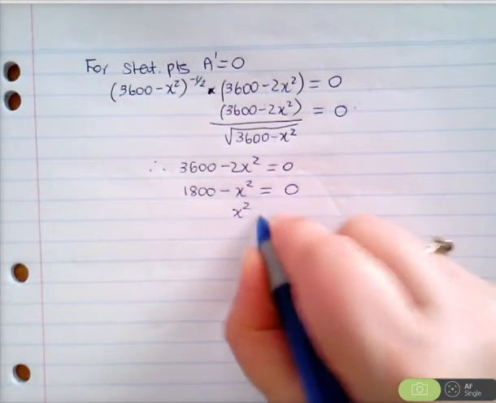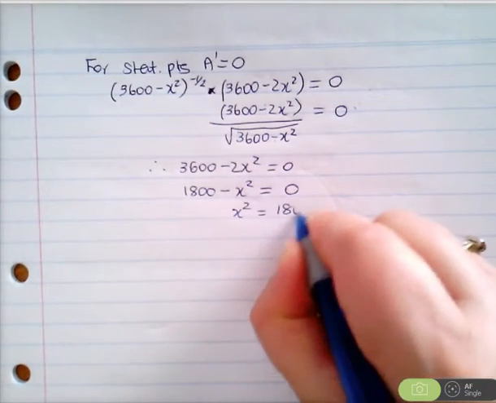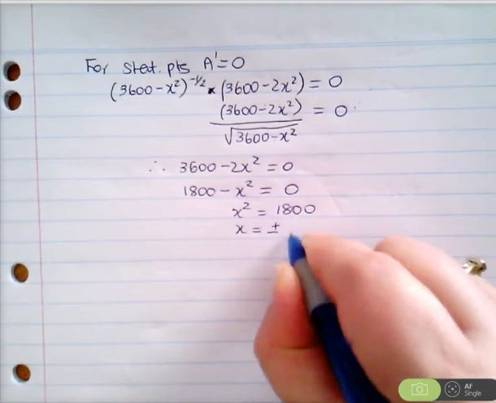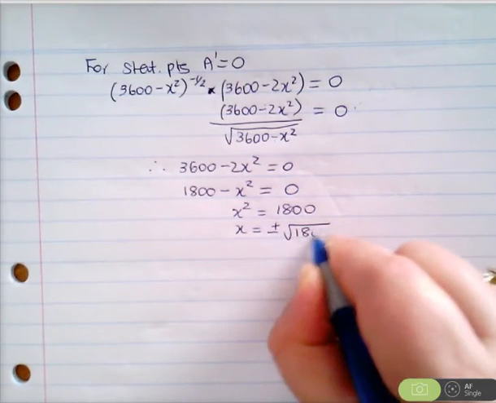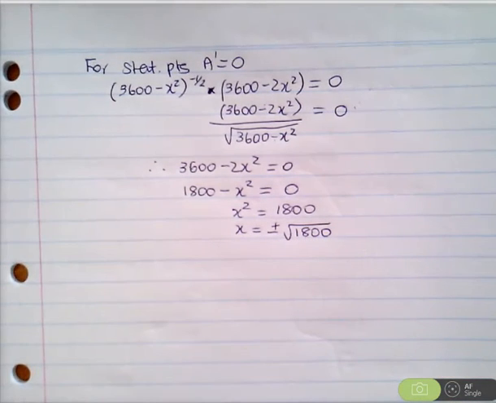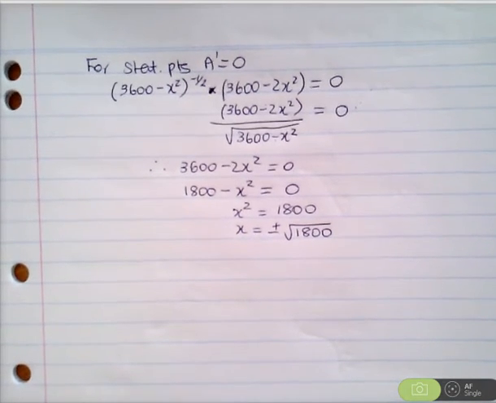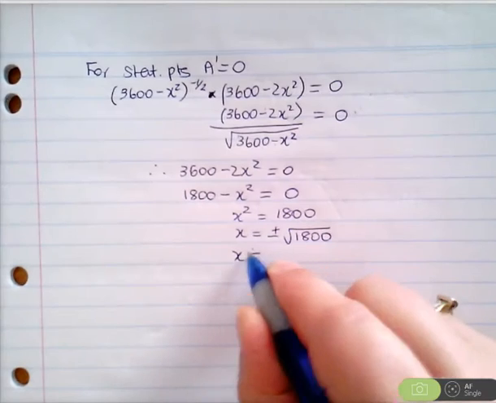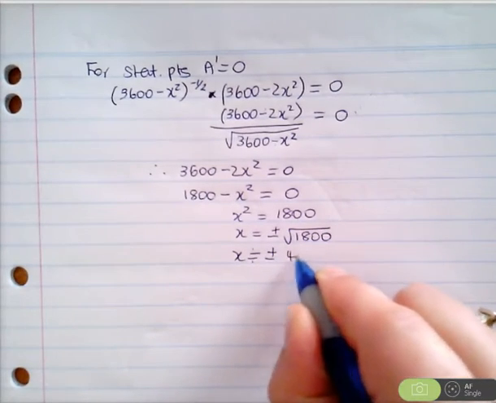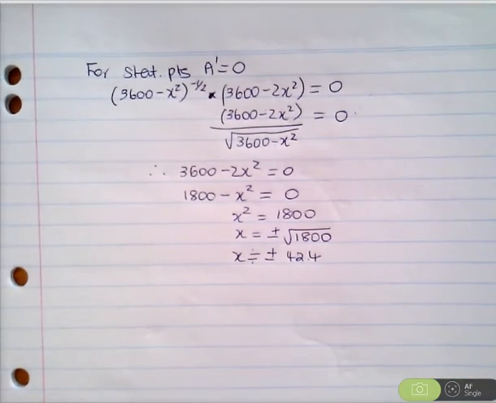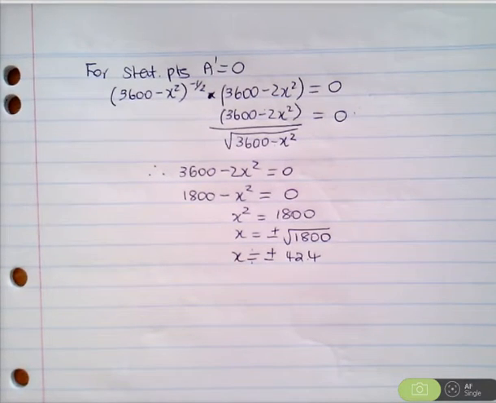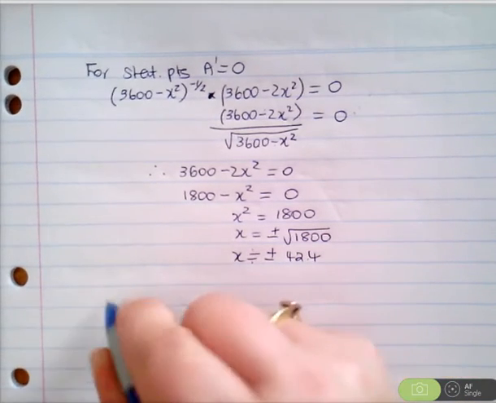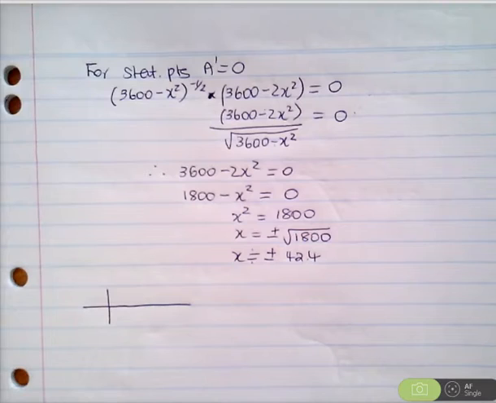We can just solve by saying x squared is positive 1,800, therefore x is plus or minus the square root of 1,800. They've just asked for this to 1 decimal place, okay? So to 1 decimal place, x is approximately equal to plus or minus 42.4. Now we need to look at the nature of the stationary points.